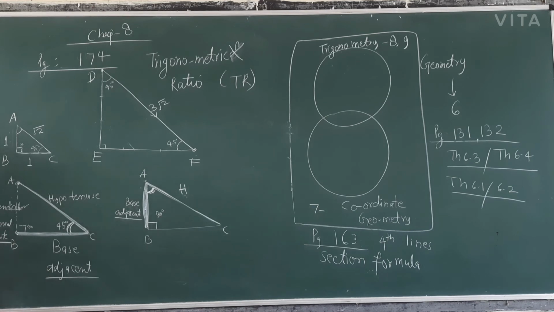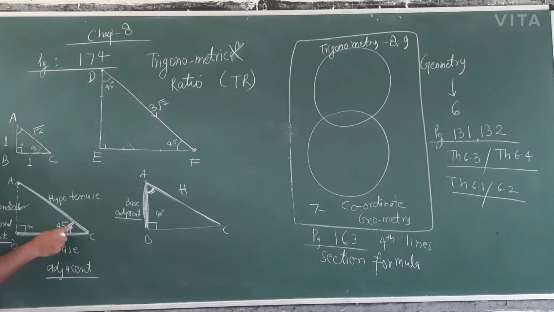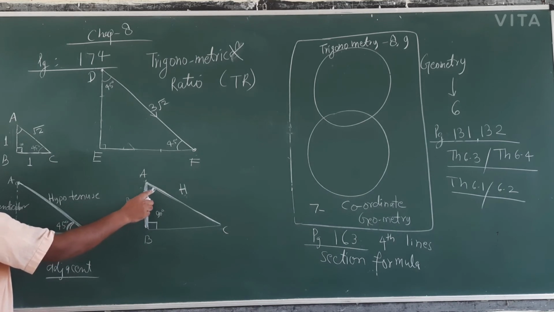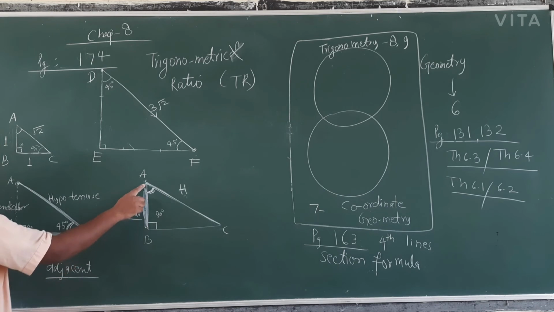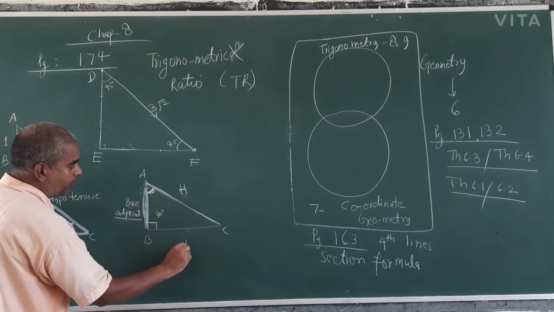Opposite, and this is adjacent. But look, if this is the angle, then this is the hypotenuse, and this side will be the base or adjacent for this angle. If you take this angle, the hypotenuse is fixed, this will be the base or adjacent for this angle, and this will be the perpendicular or opposite.